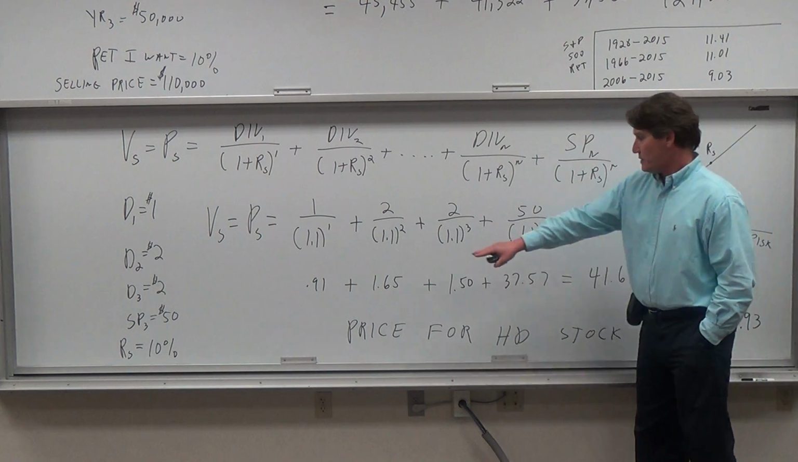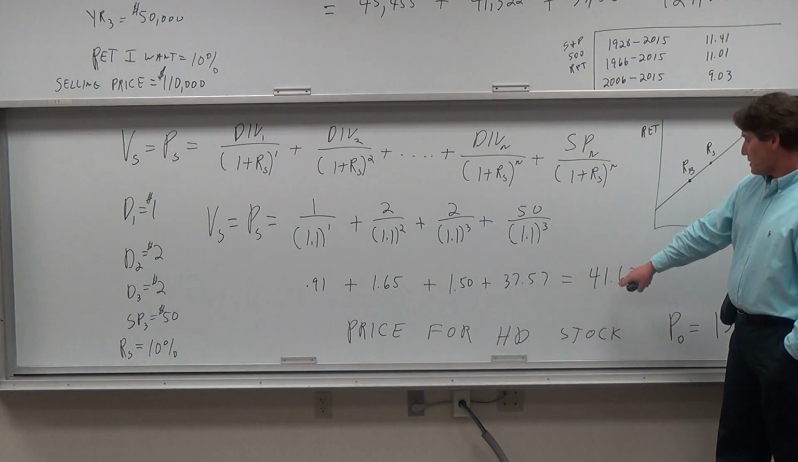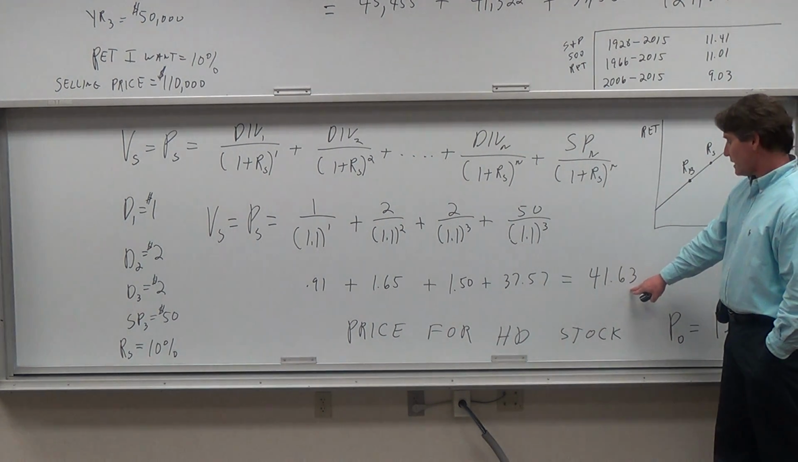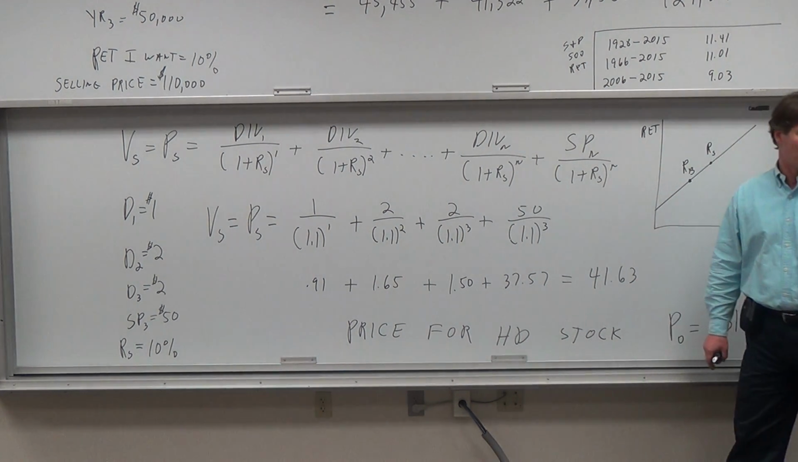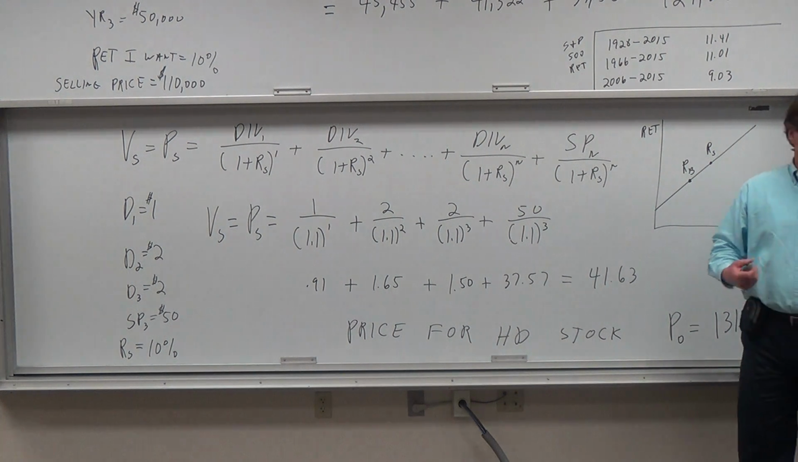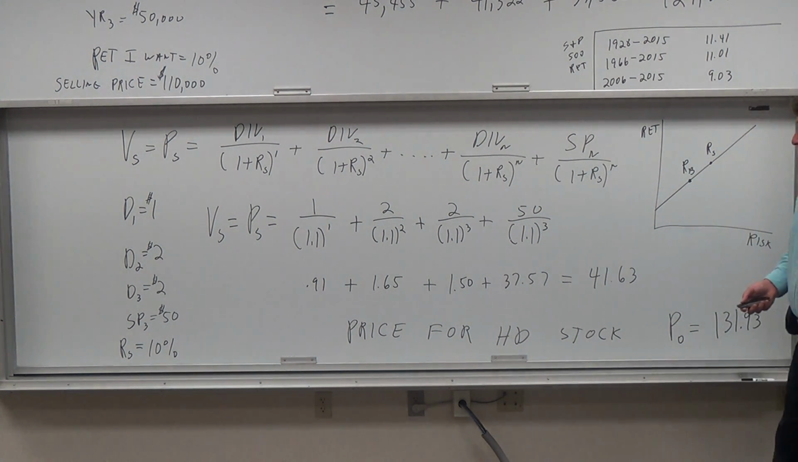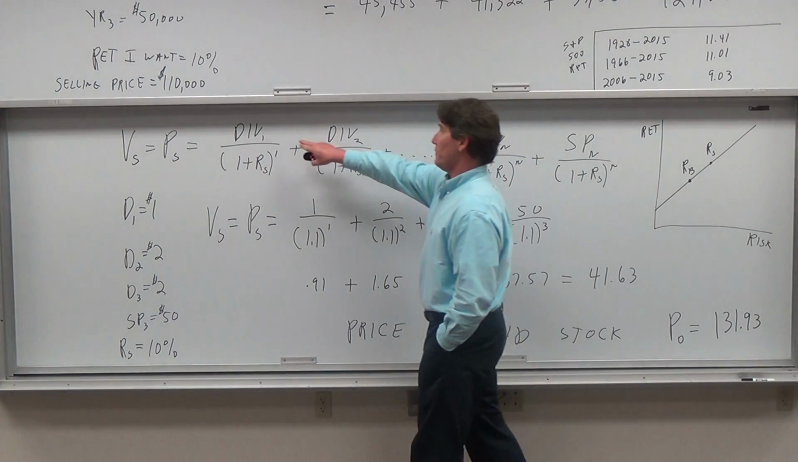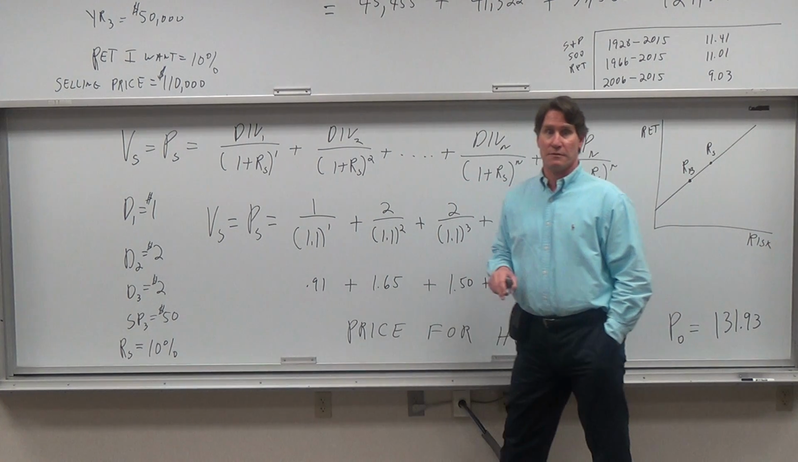So if I add these 4 numbers up, I get $41.63. So what am I willing to pay for this stock? I'm willing to pay $41.63. That's what it's worth. That's the value of the stock. Okay? So that's how we price a share of stock. We discount back the cash flows. Very simple concept. Now what I'm paying you for is figuring out what the expected dividends should be.